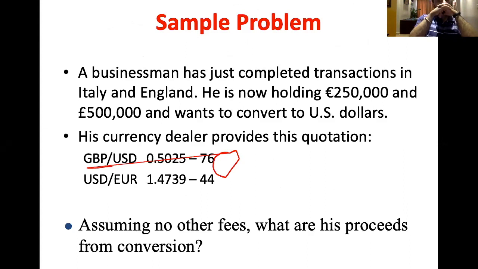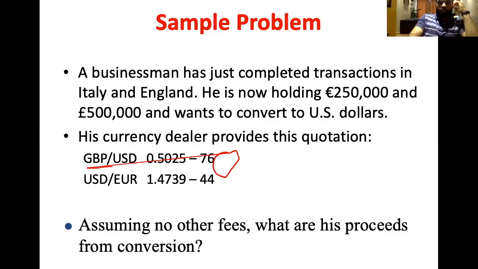Finish? Finish, yes or no? So USD to Euro is equal to 3684. Yes, that's right. This answer is correct.